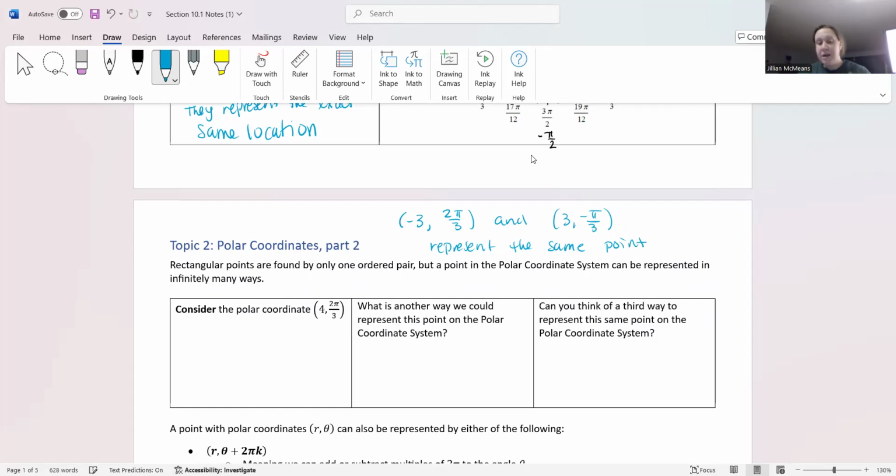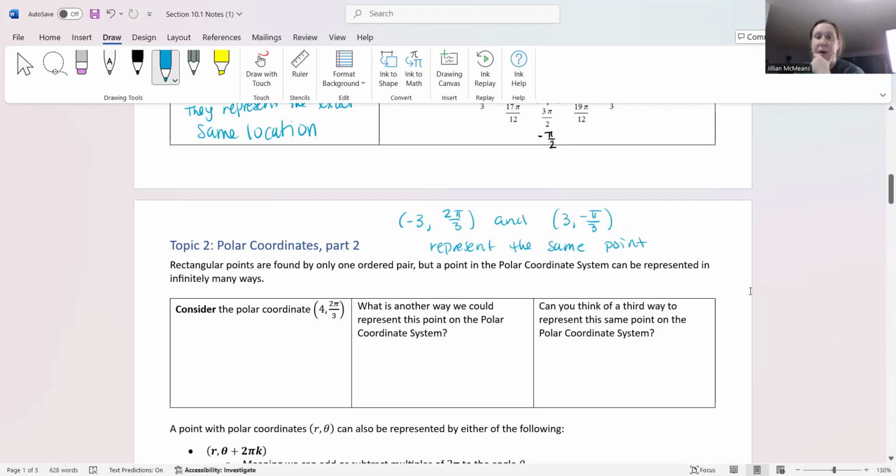Okay. And I ended the video by saying, hey, when we're in the rectangular coordinate system, each ordered pair represents one location in space, and every location in space is represented by just one ordered pair. However, in the polar coordinate system, each point can be represented infinitely many different ways. So let's kind of investigate this.